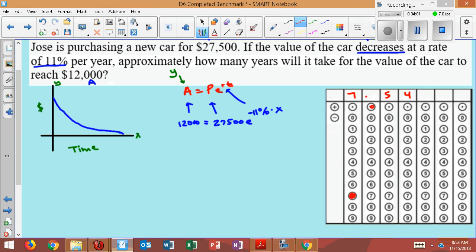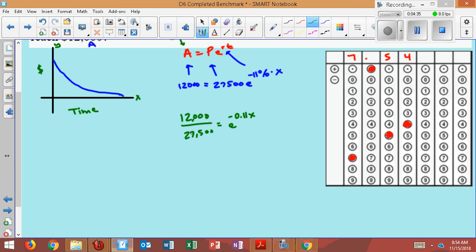If I wanted to solve using algebra, the way you do it is you try to get the x by itself. So the first thing you would do is divide by 27,500. Take the 12,000 and divide by 27,500. That will equal e to the negative 11% times x, which is the same thing as negative 0.11x. Now we could simplify this, but I don't want to be working with crazy decimals the whole way, so I'm going to leave it for a second.